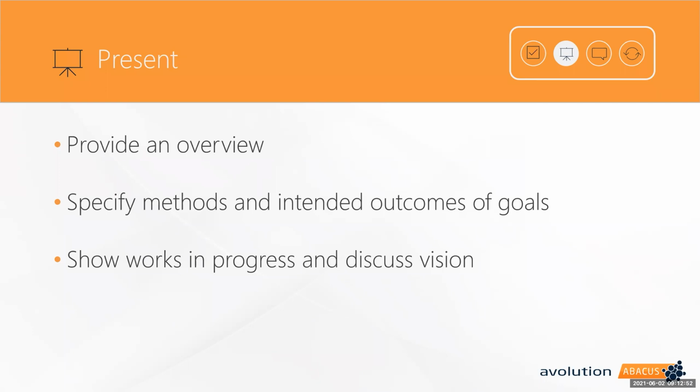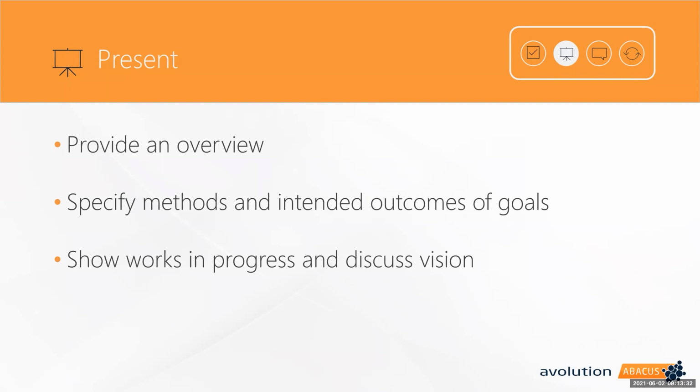So you want to provide an overview that gives your audience an overview of why you're doing enterprise architecture, what enterprise architecture is, and broadly what methods are being used, as well as what goals you're working to achieve. So providing that overview will ground the audience in the meeting and help them to know where they are coming in. You also should specify methods and intended outcomes of goals, so that you're talking about what process is being used and what you're working towards.